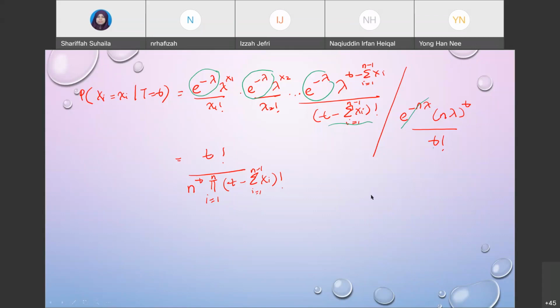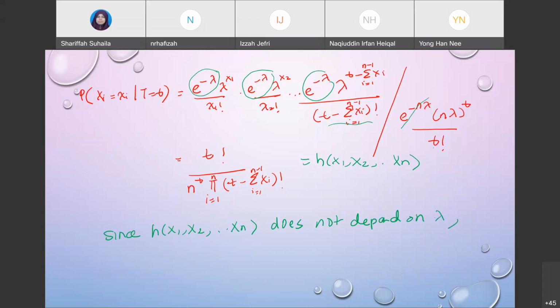Okay, ada apa-apa soalan kah? So that's mean this one by definition, this does not depend upon lambda. So ini kiranya kita tak ada nilai lambda dah. So that's mean your conditional probability here is x1, x2, xn. Okay, so since your conditional probability does not depend on lambda, T equals to summation Xi is a sufficient statistic.